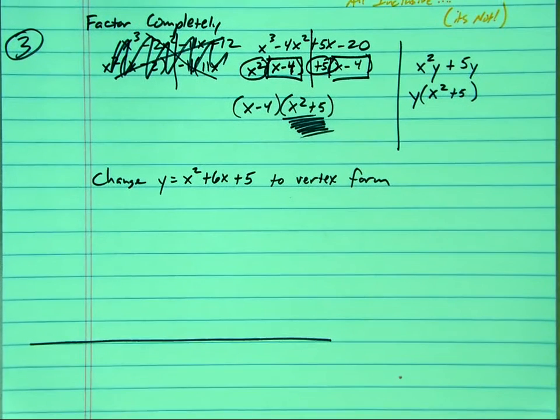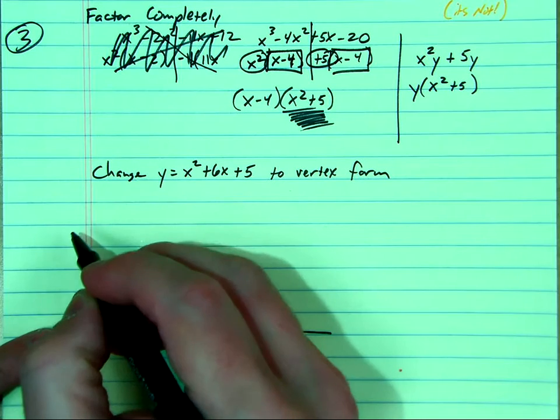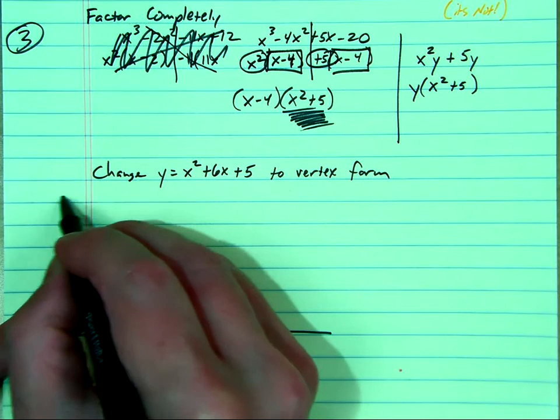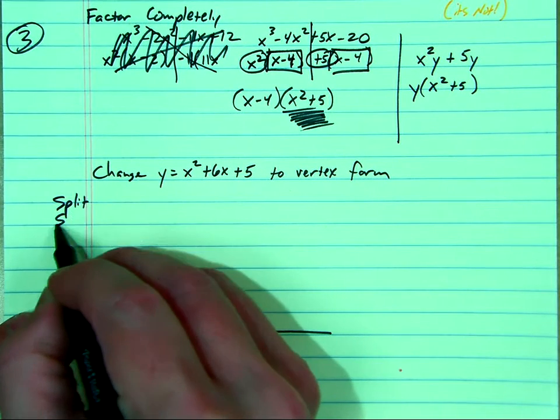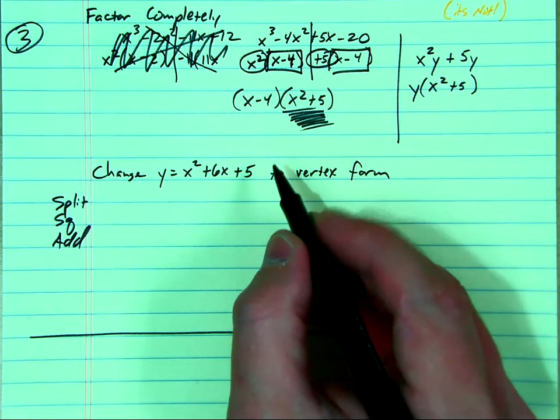Okay? Last one on the review. How do we complete the square? I'm sorry, I gave it away. How do we change this standard form into vertex form? Complete the square. What's the phrase that pays for complete the square? Split it, square it, add it, right? Split, square, add. Okay? Oh, by the way, 2 little caveats.